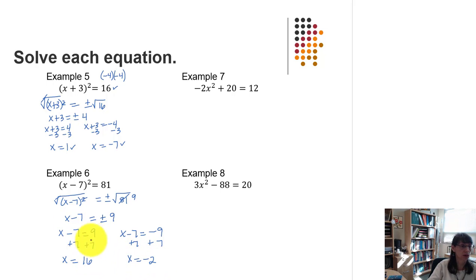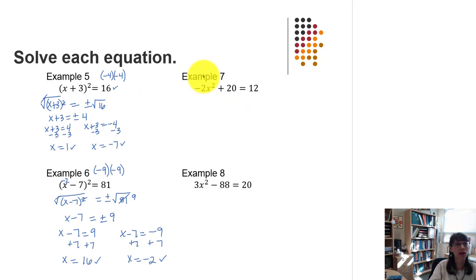Let's check these answers. Using 16, 16 minus 7 would be 9. 9 squared is 81. 16 works. Using negative 2 for the x value, negative 2 minus 7 would give us negative 9. The quantity of negative 9 squared means I have negative 9 times negative 9. Two negatives do make positive 81. So both x values work.